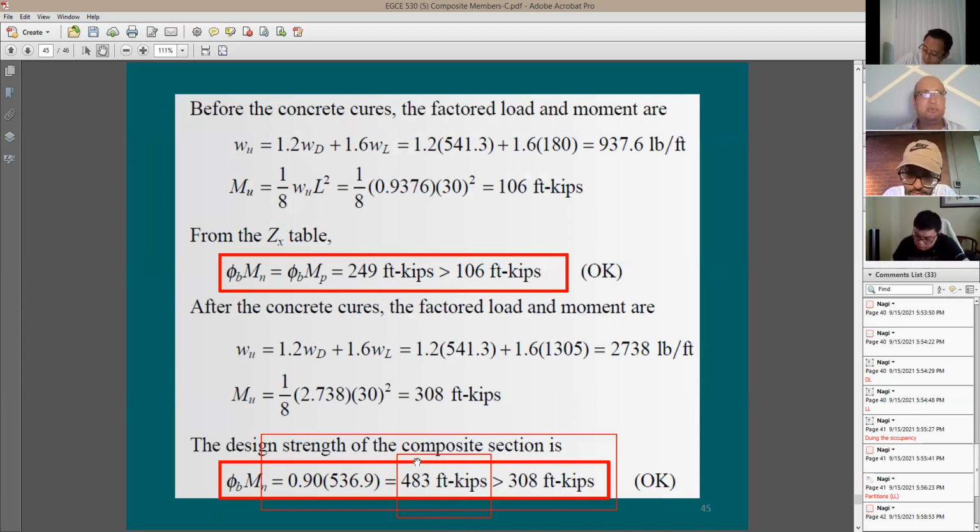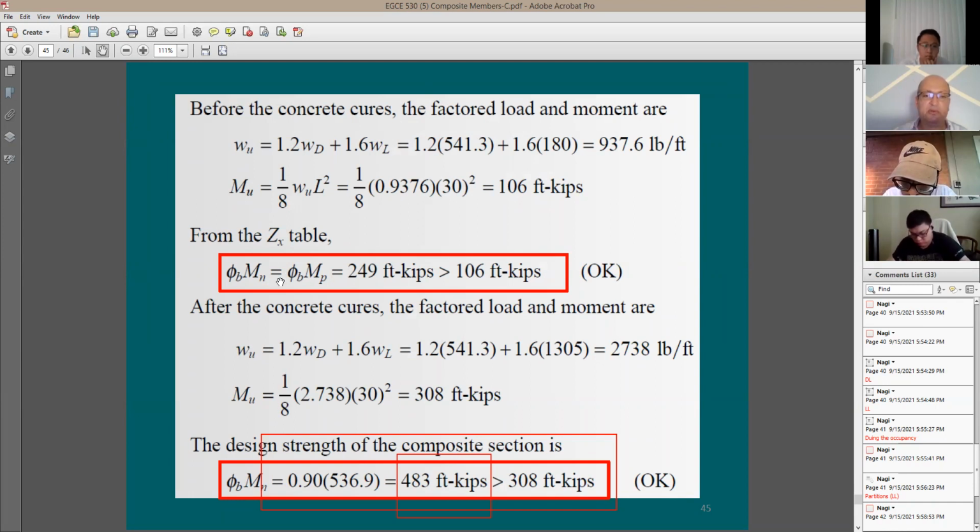As we said, we have two cases: one case during construction, the other case during occupancy. So during occupancy, we're going to have this hardened concrete. How about during construction? I'm going to say during construction, it's just the bare steel beam. There's no composite action. The top flange is braced.